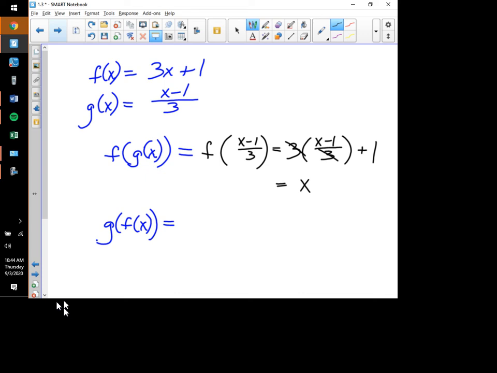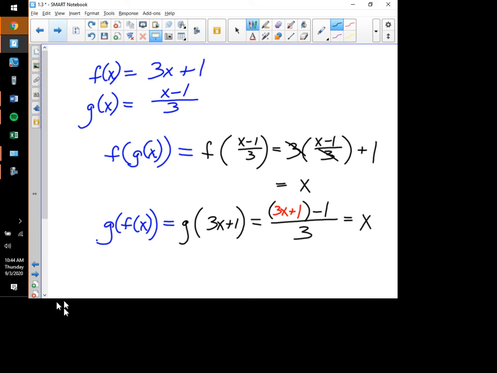The same thing happens with g of f of x. So that's going to be g of, and f of x is 3x plus 1. G of x is telling us to take something minus 1 and divide the whole thing by 3. Well, that something now is 3x plus 1. So what happens here in the numerator? The plus 1 minus 1 cancel, and the 3x divided by 3 just gets us x.